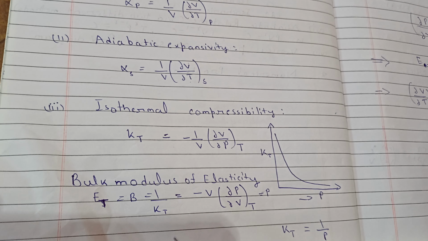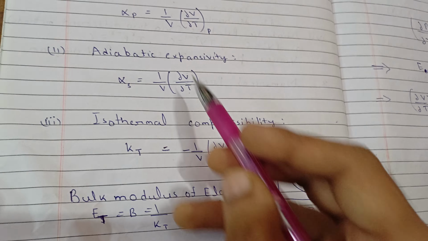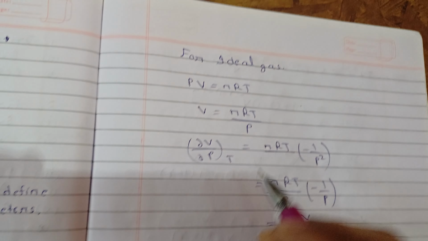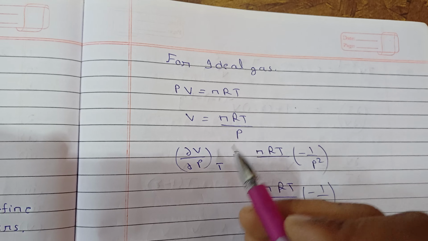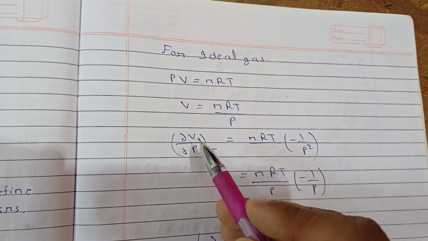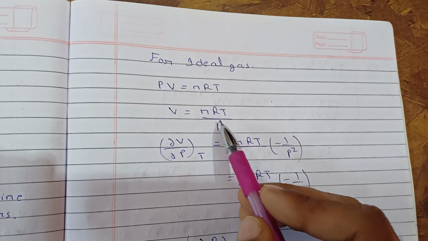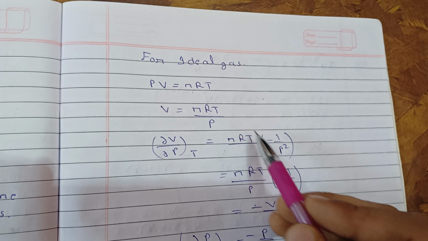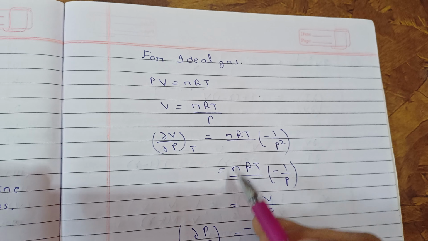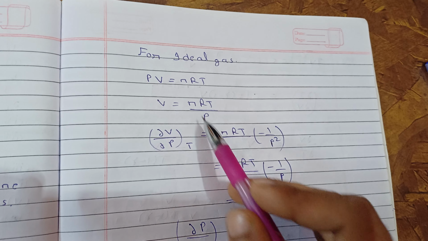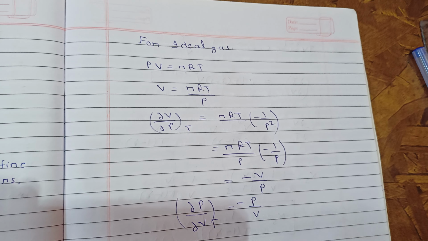Now let's consider the ideal gas situation. So what happens to these results when the case is ideal gas? For ideal gas, PV equal to nRT and V will be nRT by P. So for the compressibility, we need to find del V by del P at constant temperature. Taking the differentiation with temperature constant, it will be nRT times minus 1 upon P square. Now take 1 upon P outside, nRT by P, this is minus 1 upon P, and nRT over P is nothing but V again. So it is minus V upon P.